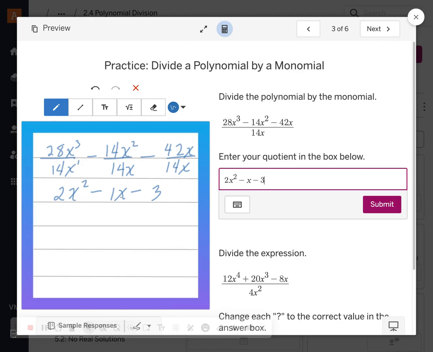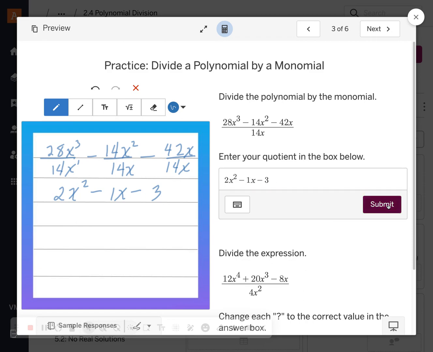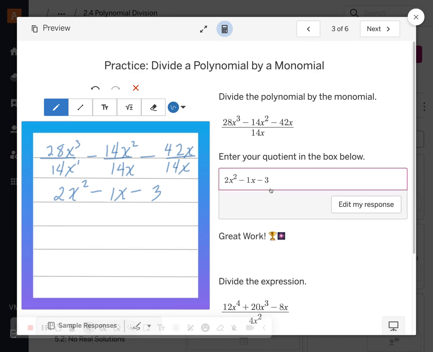Now, did I have to write that out? Could I have just looked up here and done 28 divided by 14 as 2, x cubed divided by x is x squared? I think so. So that gives me feedback that that's correct. Now, what if I put the 1 in front of the x as the coefficient? That would have been also marked as correct.